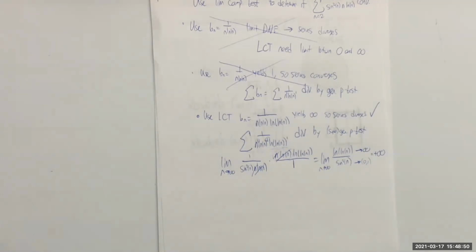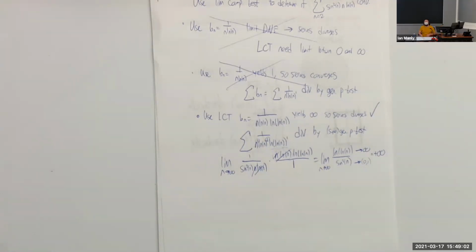Professor Manley, do we need to worry about bigger or smaller things for limit comparison tests? Like, do we need to worry about bn being bigger or smaller? No, so that's the whole point of the limit comparison test, that you don't need to worry about that. You don't need to worry about whether something is actually bigger or actually smaller. It really just matters what the limit of them is doing.